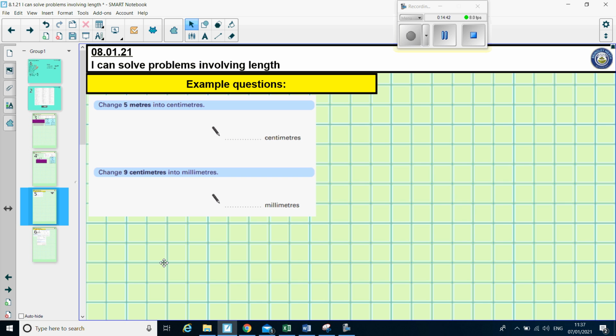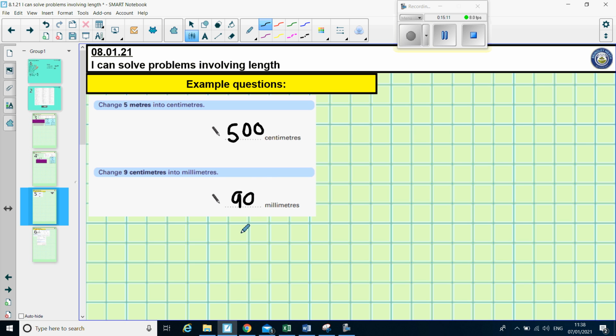Okay, 5 meters into centimeters. To convert from meters to centimeters, you had to times by 100. So 5 meters is 500 centimeters. And the next one, change 9 centimetres into millimetres. For this one, there are 10 millimetres in a centimetre, so you had to times by 10. So 9 centimetres is 90 millimetres.